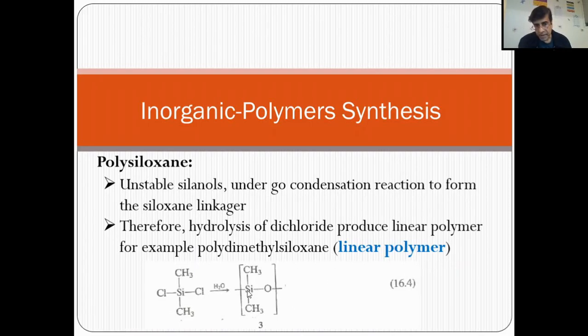So if you count from here, 1, 2, and then you will have silicon here, which is number 3, and then you have oxygen, number 4, then silicon is number 5, and then oxygen is number 6, and this oxygen will go back and combine with silicon to make a 6-member ring. So if you have 3 monomers, a trimer, then the trimer goes back to the first silicon and makes a cyclic ring. This is the meaning I'm explaining.